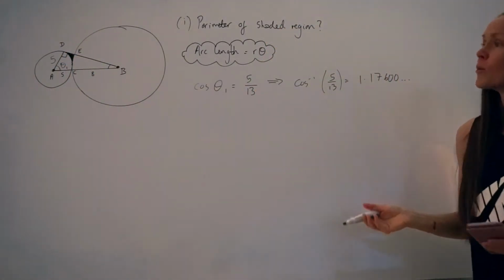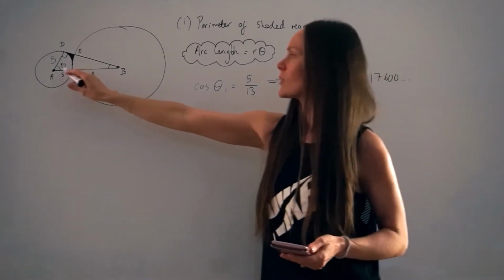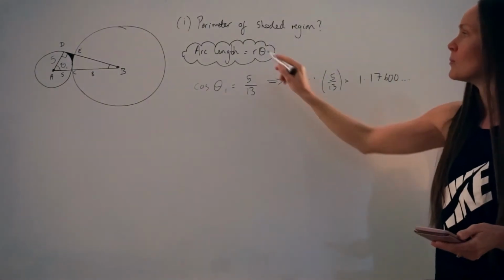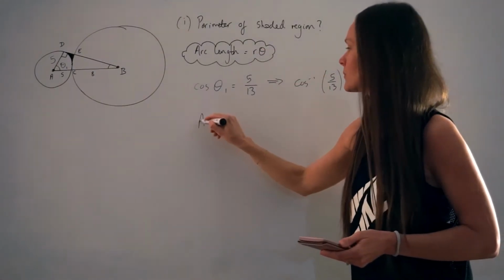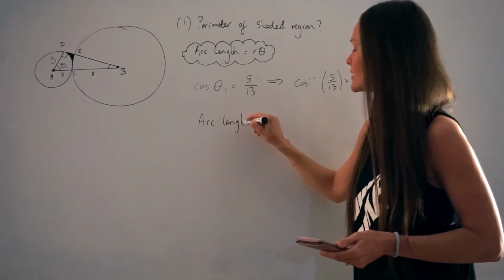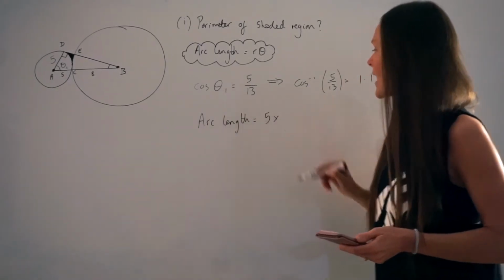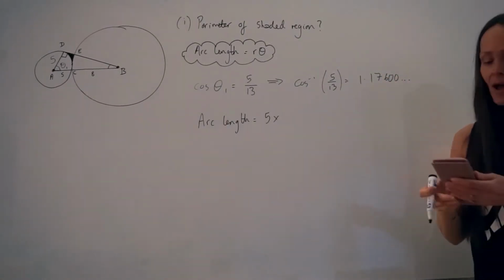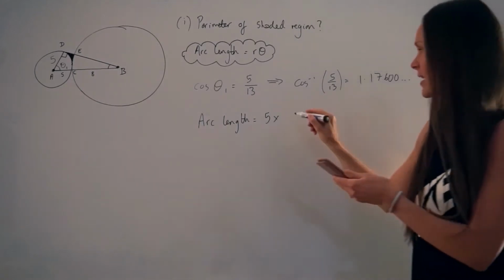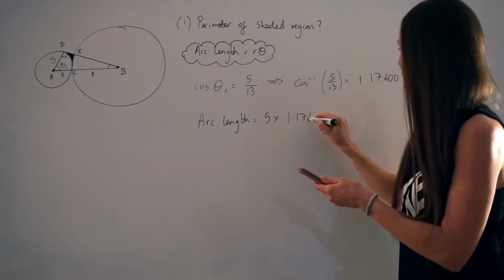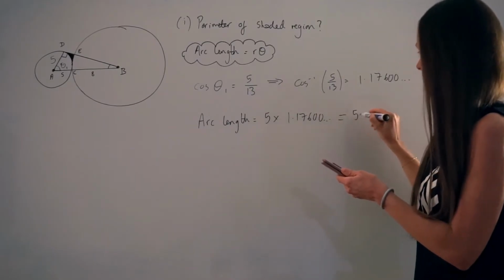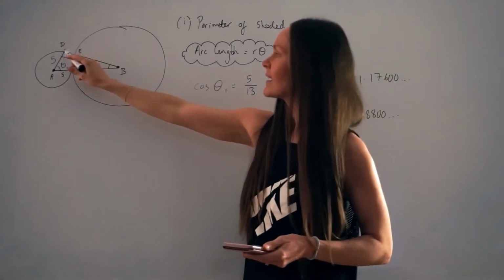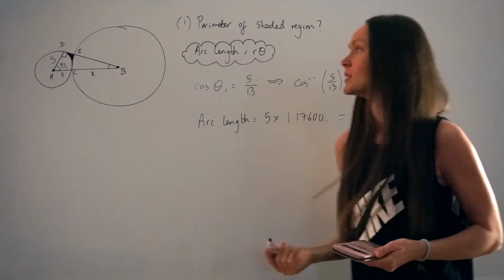Now from here, we can work out the arc length of this sector, so the distance here of the curved part in the sector. Remember, to work out arc length, you multiply the radius with the angle theta. The radius in the smaller circle is 5, and the angle theta in radians we just worked out. So leave that answer on your screen from earlier, multiply it with 5, and you should get 5.8800 and so on. So that is the first length in finding the perimeter of the shaded region.